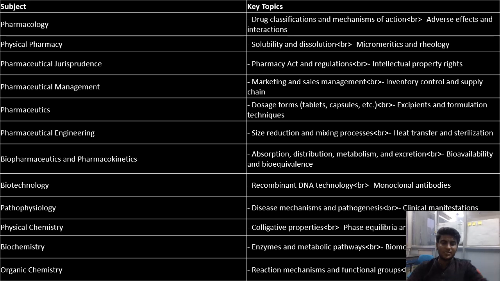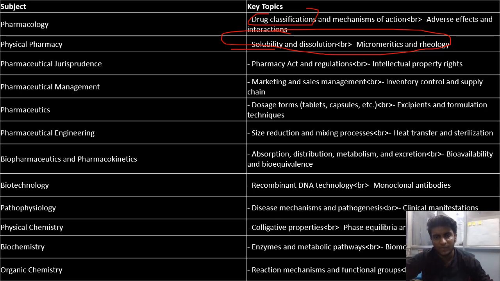And finally, this is a particular table that describes a particular subject and the particular key topics. Pharmacology, physical pharmacy, jurisprudence, management, pharmaceutical engineering, pharmacokinetics, biotech, physical chemistry. So this table is very, very important. You need to know the classification, micromeritics, rheology, solubility and all, Pharmacy Act and all. Management, you need to know what is Ansoff's matrix, what are the different kinds of marketing, selling, what is the difference between them, what are promotional strategies, what is the BCG matrix and all. Then you need to know what is STP, the 9 P's of marketing and all. You need to be aware of them.